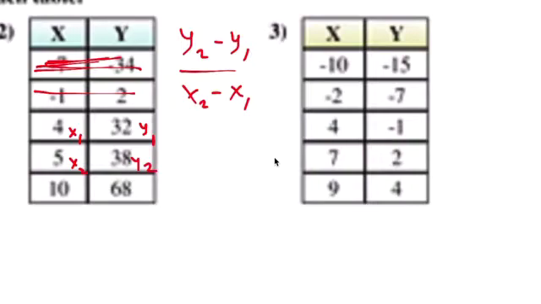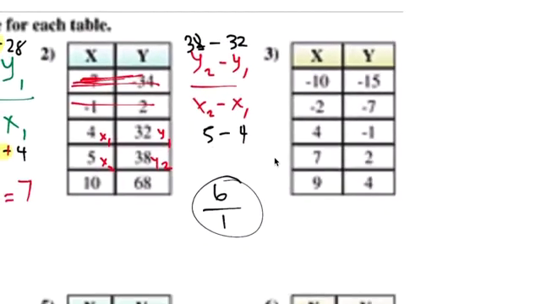So y2 is 38 minus the 32. That leaves me 6 as an answer over x sub 2 is 5 minus x sub 1, 4. 6 over 1 or just 6.